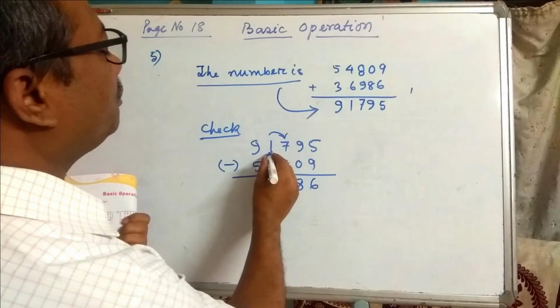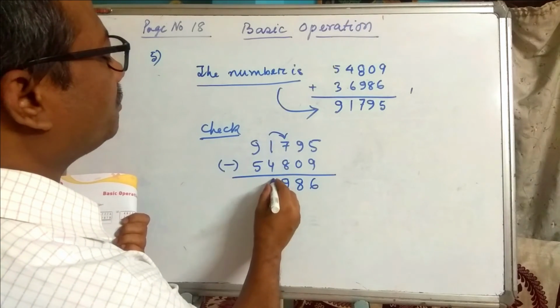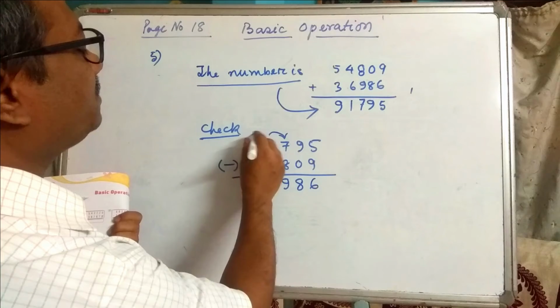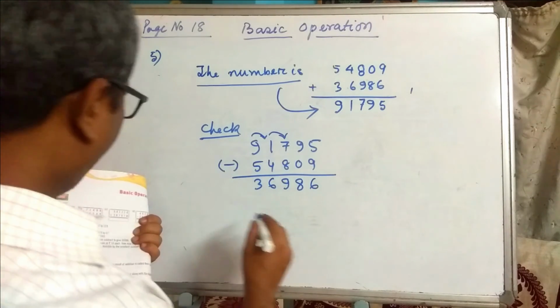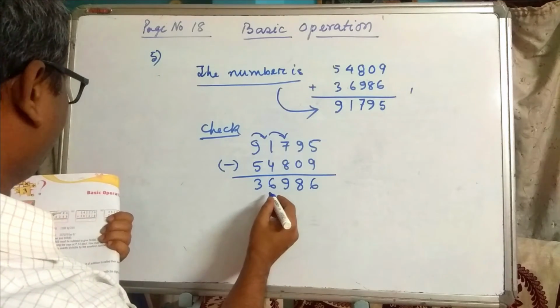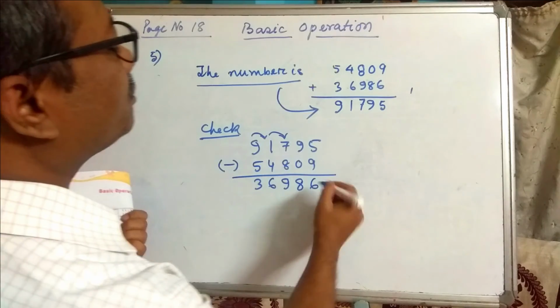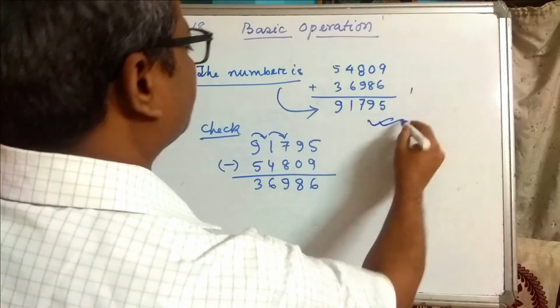Then here 0, we will borrow 10 again. 10 minus 4, 6. Here 8 remains. So 8 minus 5, 3. See, it gives 36,986. So it has been set. So this is the sum.